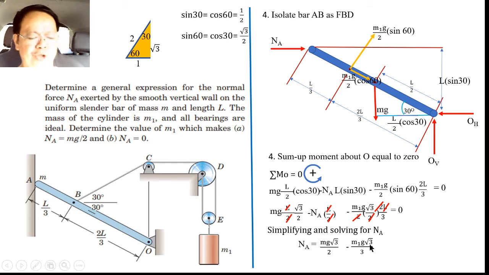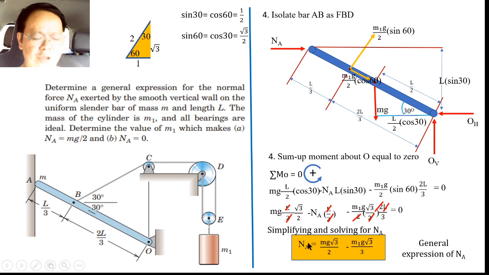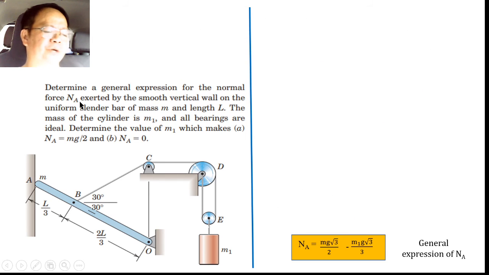Now, if this equation will be multiplied by the square root of 3, I'm sorry, this is already the equation. This is already the general expression of the reaction exerted by the wall at A, which is NA equal to mg, the square root of 3 over 2, minus m1g, the square root of 3 over 3. And that is our answer for the general expression of the reaction at the wall.